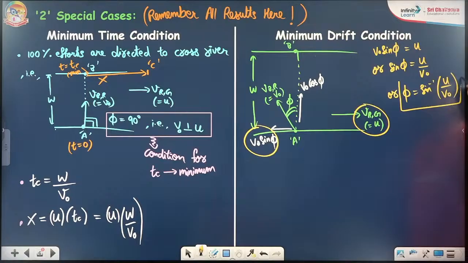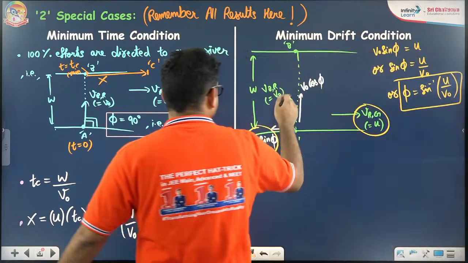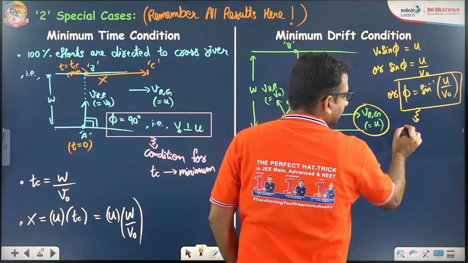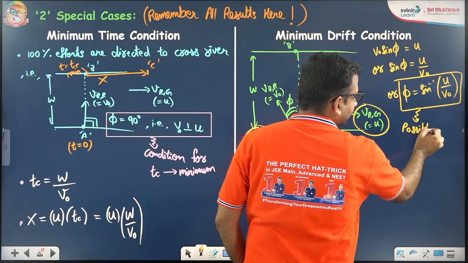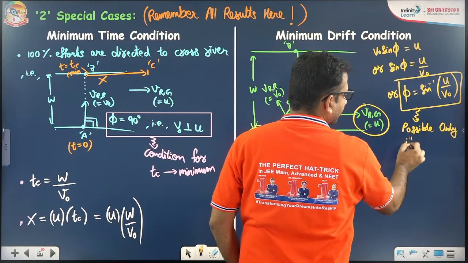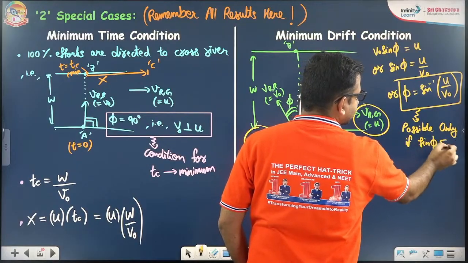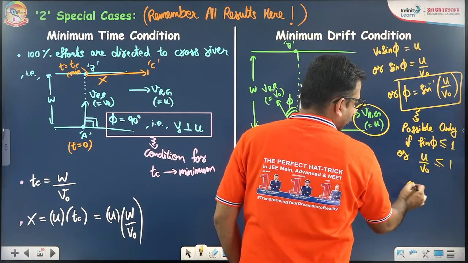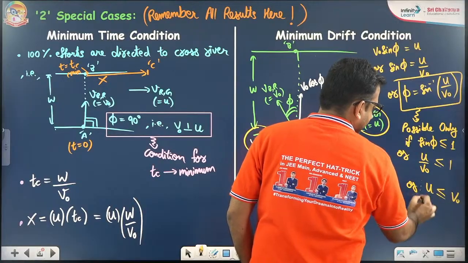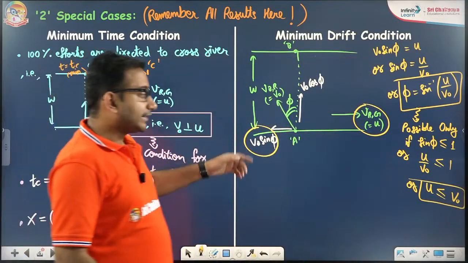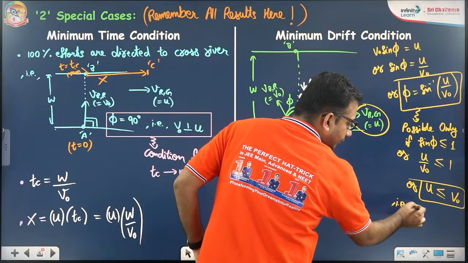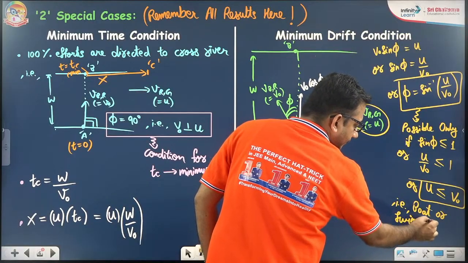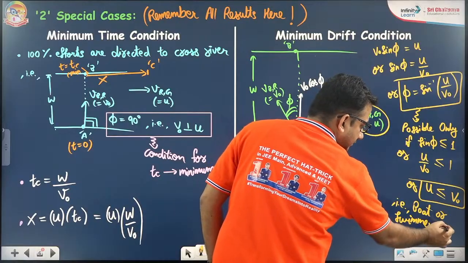It could be cos inverse also. Right now it is sin inverse because the angle is this and this is V sin phi. Otherwise, remember this approach, it could be cos inverse. This situation is possible, to have minimum drift, only if sin phi is less than or equal to 1, or you can say u by V naught is less than or equal to 1, or u is less than or equal to V naught. Means the boat or swimmer should be more powerful.